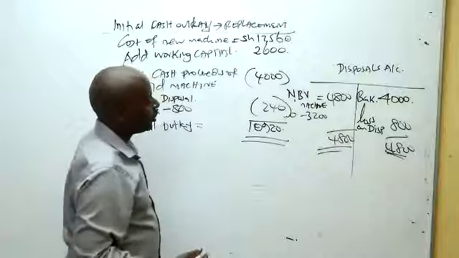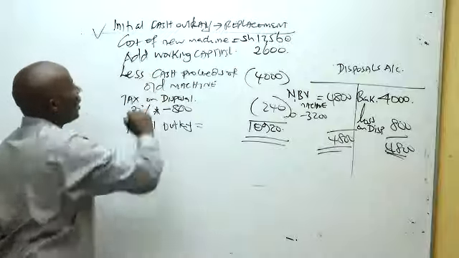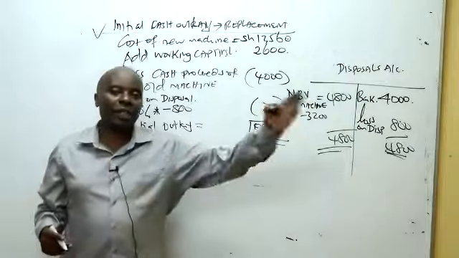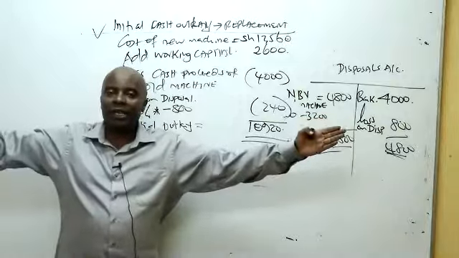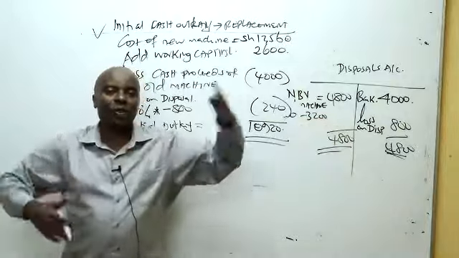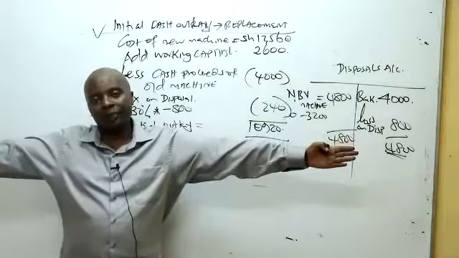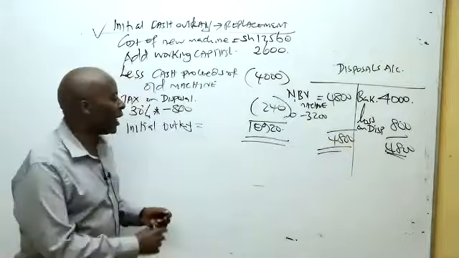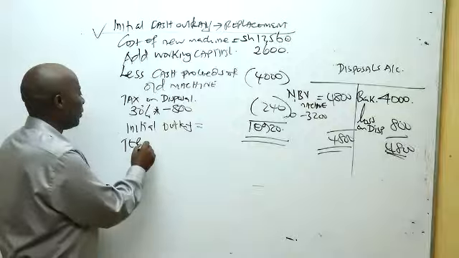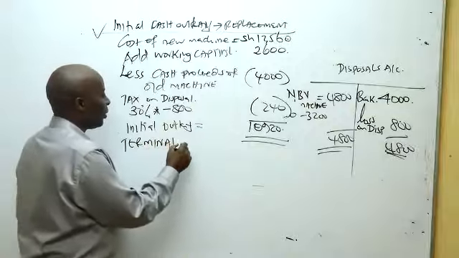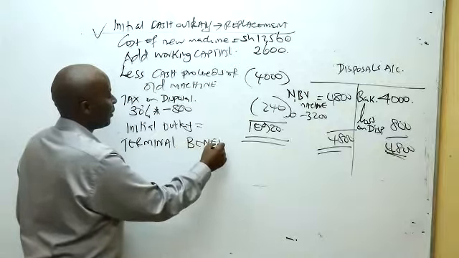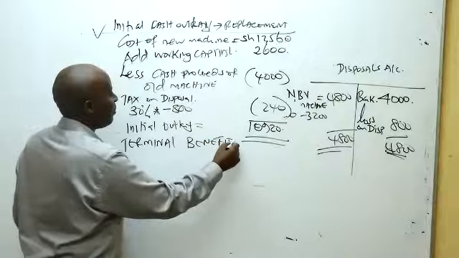Thank you very much. Now, having gotten this initial outlay, I told you three things: cash flow at the beginning, cash flow at the end, and then cash flow in between. So we've gotten cash flow at the beginning. Let's get cash flow at the end. Cash flow at the end, we normally call that the terminal benefits.